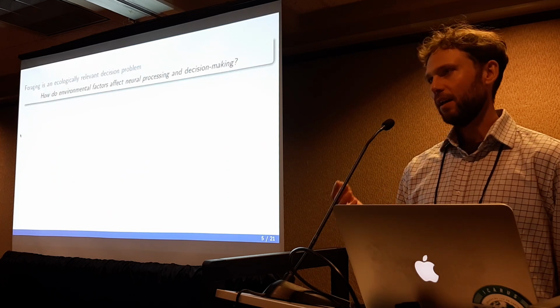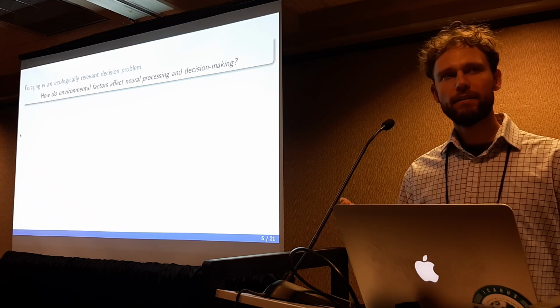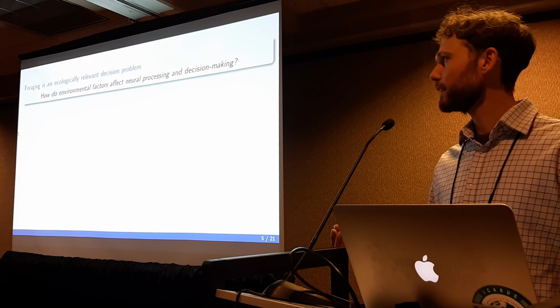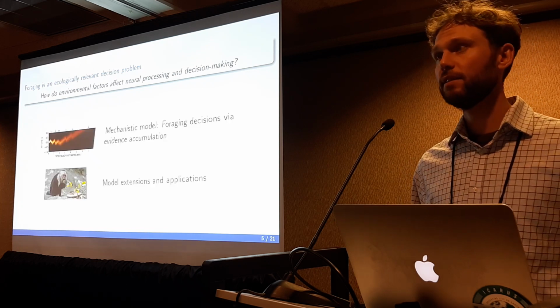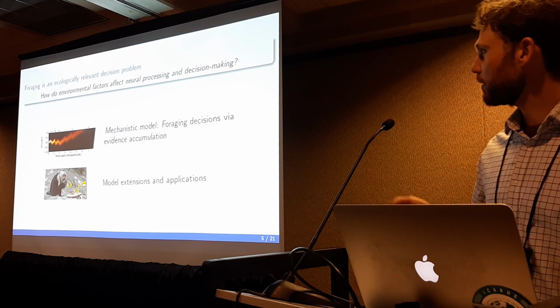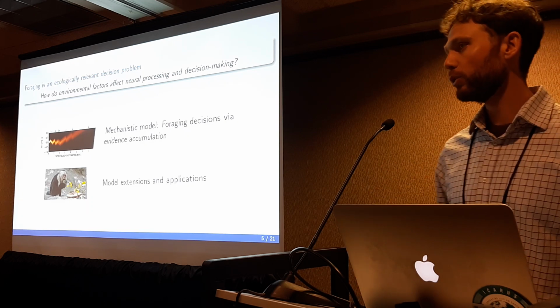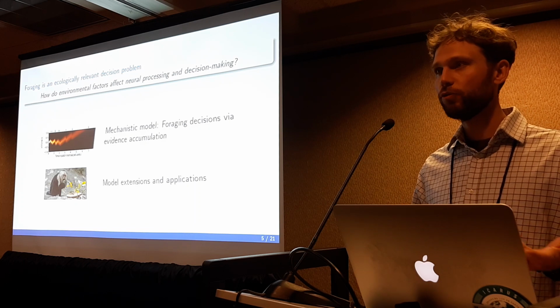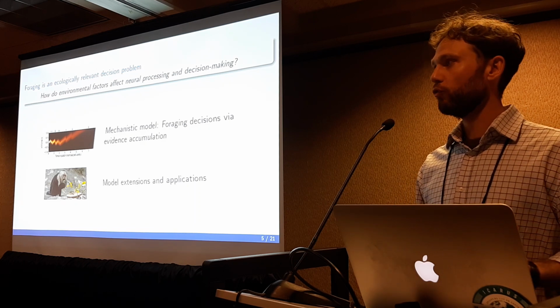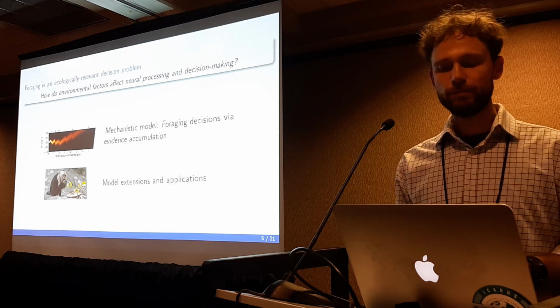So this is really a task that animals need to perform. It's ecologically relevant, and it's something where we can start to ask how environmental factors affect neural processing and decision making. Today I'm going to talk about our work, this mechanistic model of foraging decisions in an evidence accumulation framework. And then I'm going to talk about some places that we want to go with this and other related questions that we want to answer.